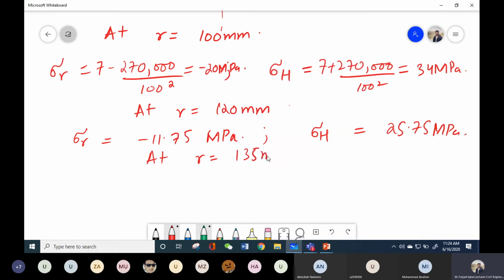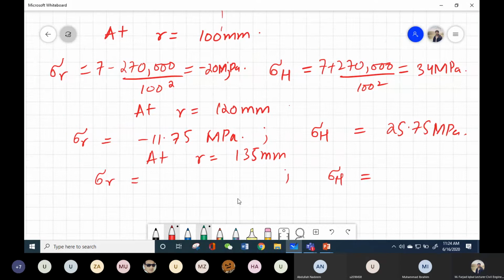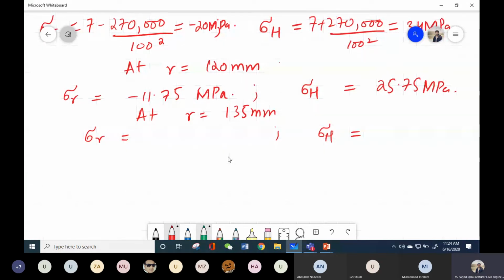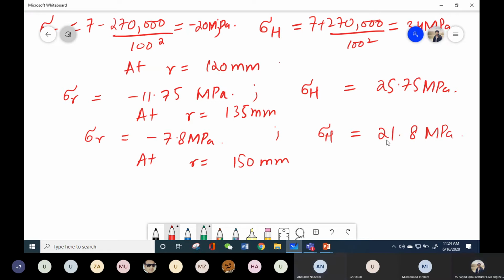Let's calculate this value at 135 millimeter. So what is the radial stress and what is the hoop stress? So minus 7.8. So 21.8. So what is the hoop stress at this 150 millimeter, or exactly at the outer radius of this cylinder?